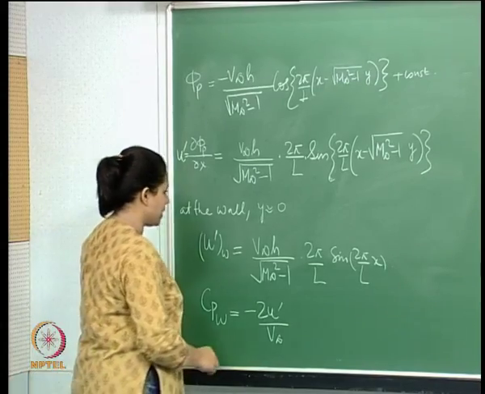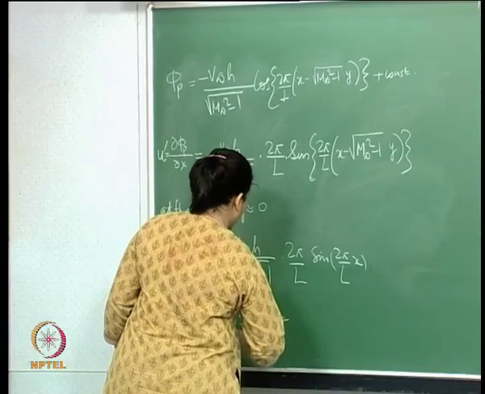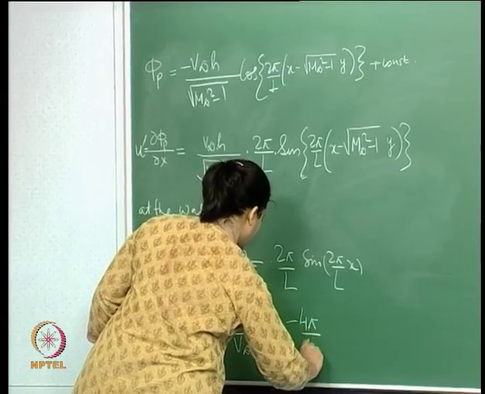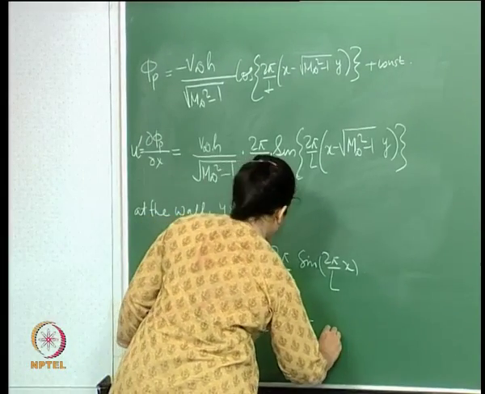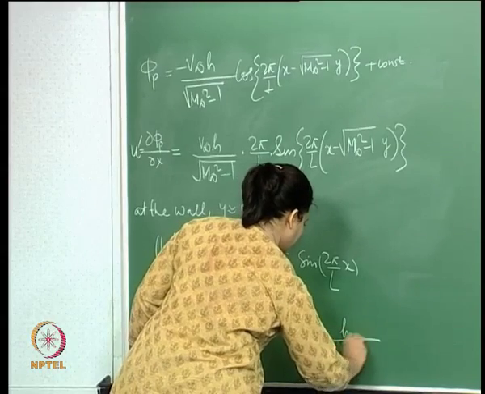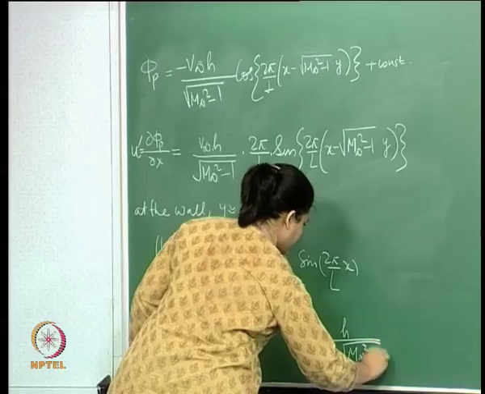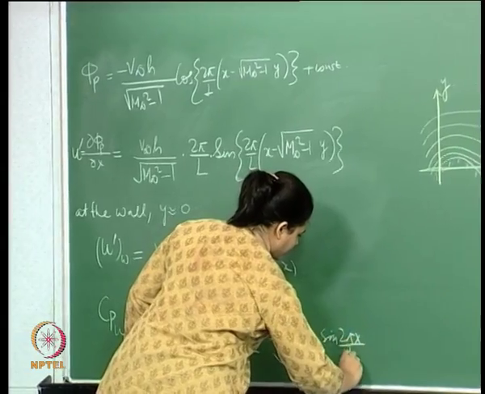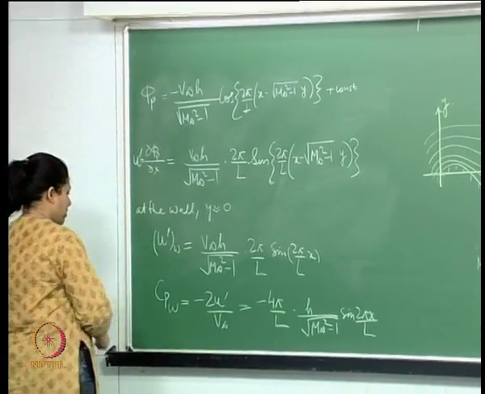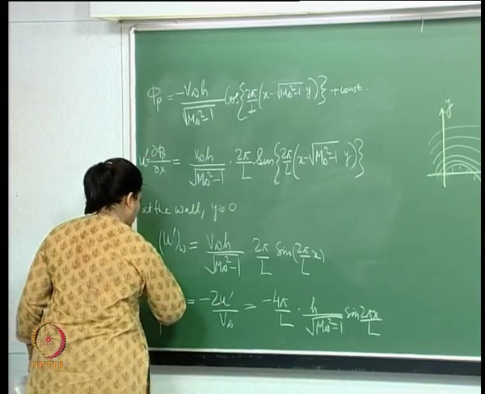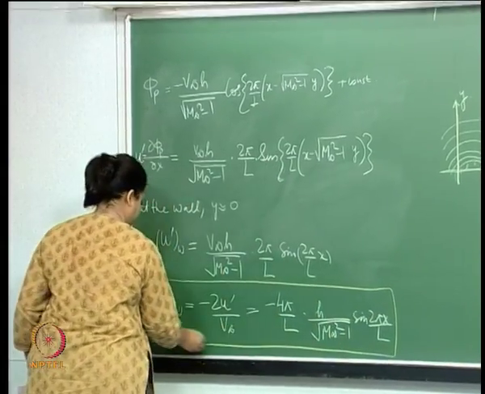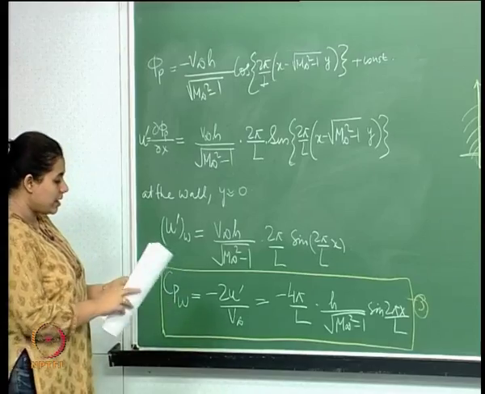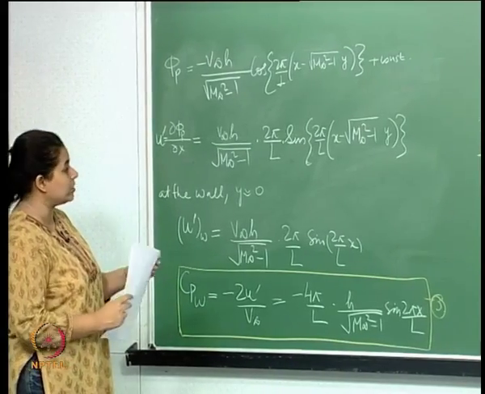So what we get from here is this. So in here, therefore, that becomes, right, into, right. So this is our expression for the wall pressure coefficient, and this is it. Now let us try and understand this a little more.